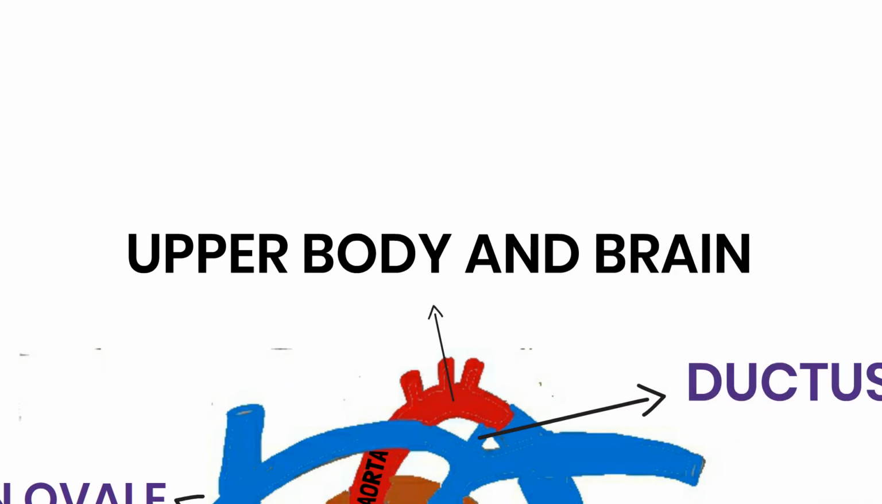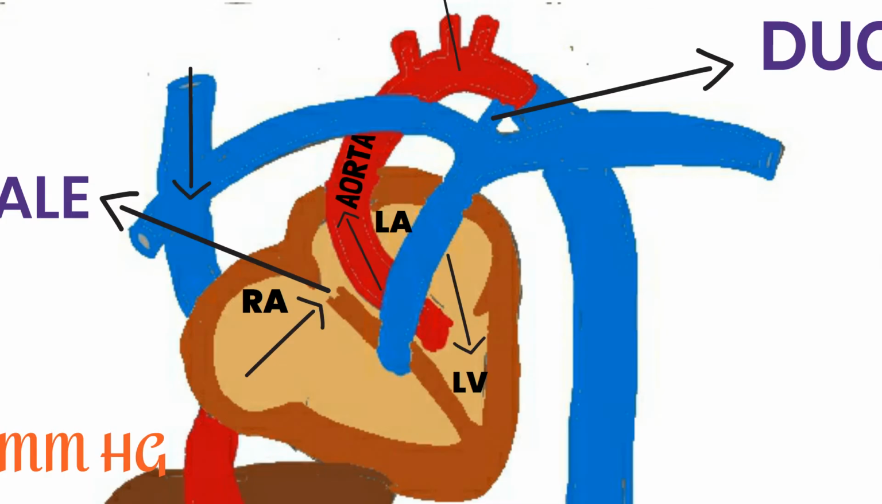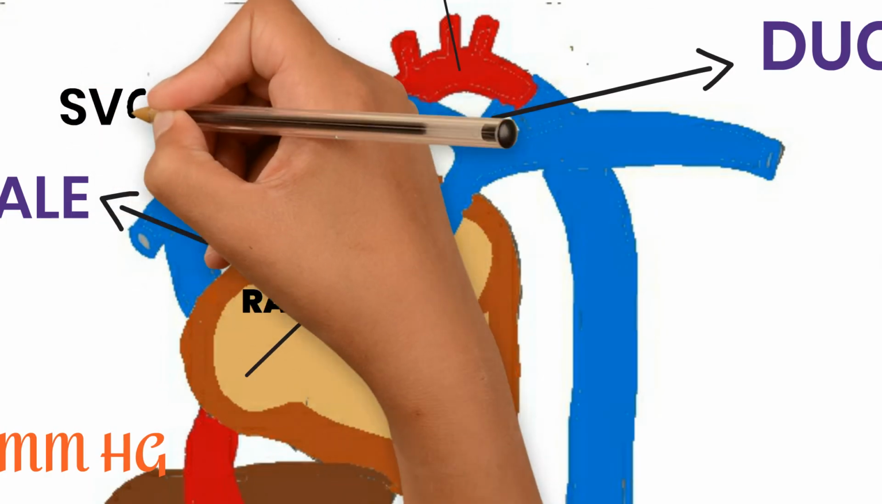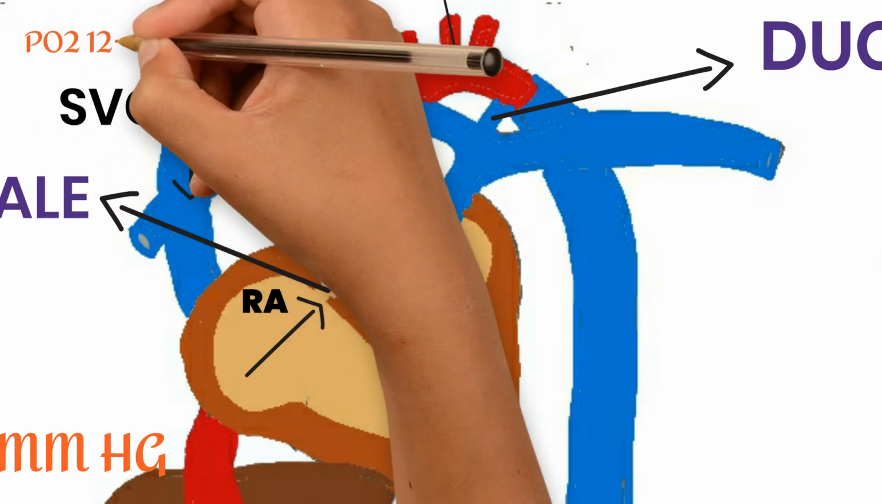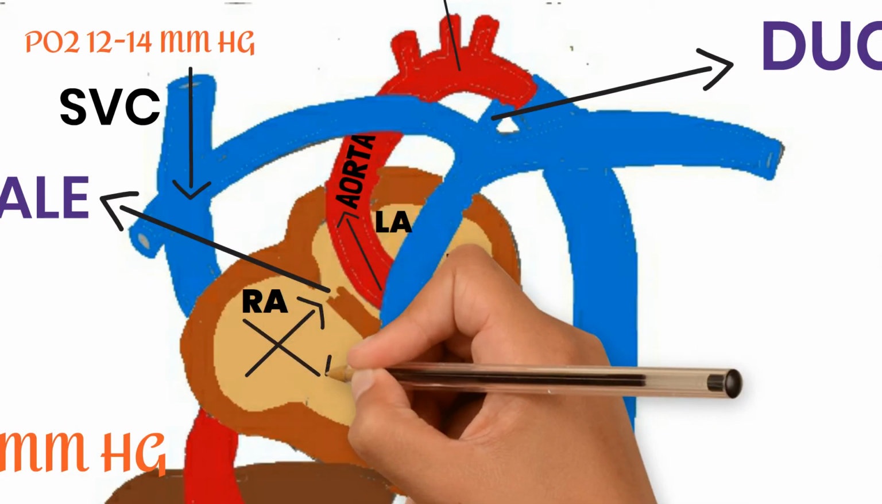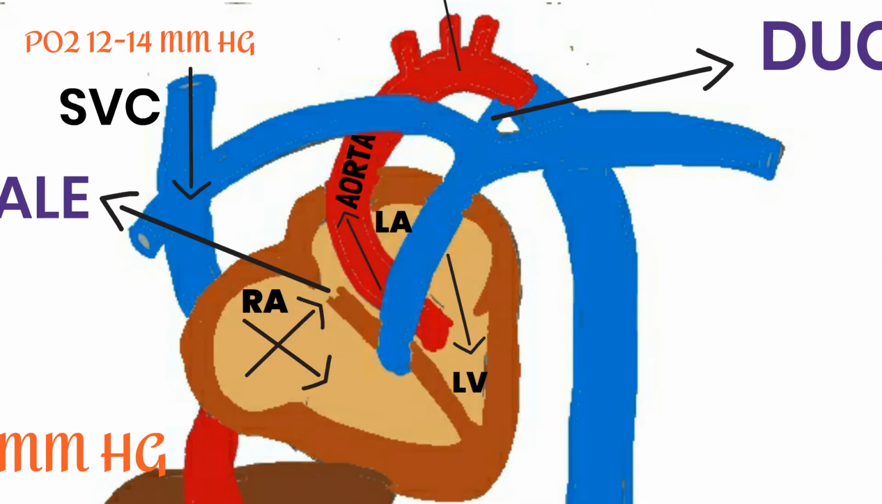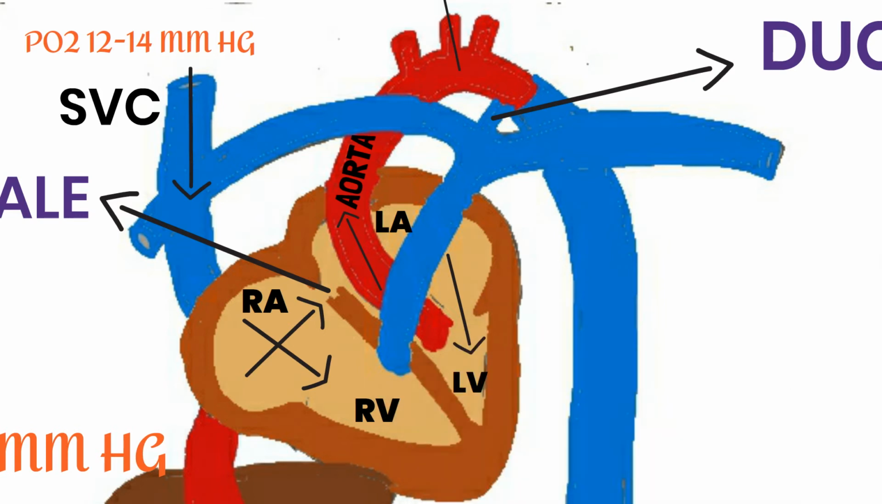And then deoxygenated blood from the upper fetal body and brain is carried by superior vena cava. Partial pressure of oxygen is only 12 to 14 mm of mercury. This blood flows into right atrium and then mixes with oxygenated blood and then flows into right ventricle, from there into pulmonary artery.